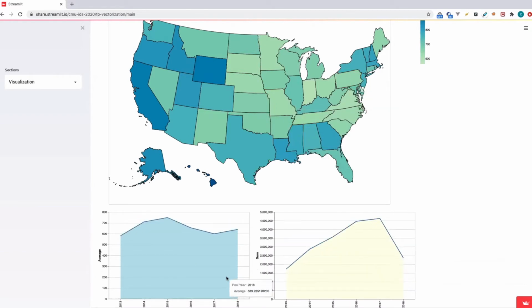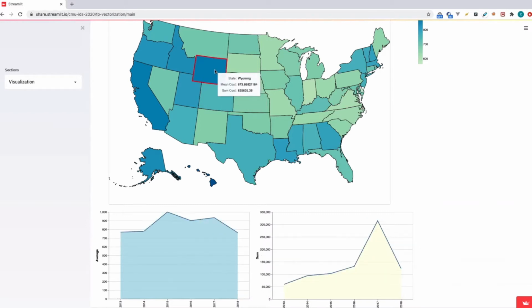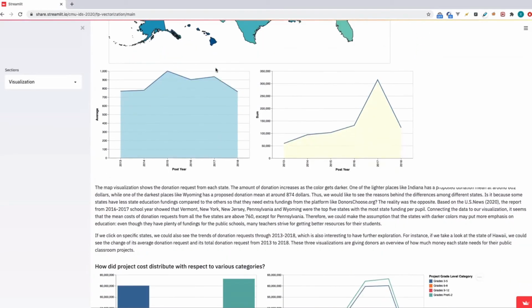And one cool insight we found is that the top 5 states that received the most funding per pupil match with the darkest states in our map, for example, Wyoming. Thus, we assume that these states may place more emphasis on education. Even though they have plenty of funding for public schools, many teachers strive to get better resources for their students.